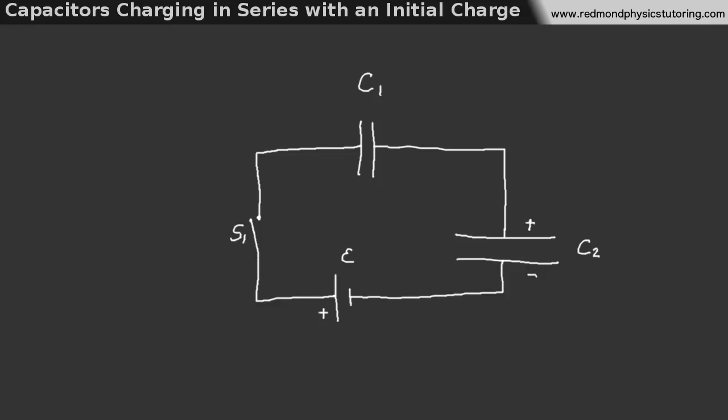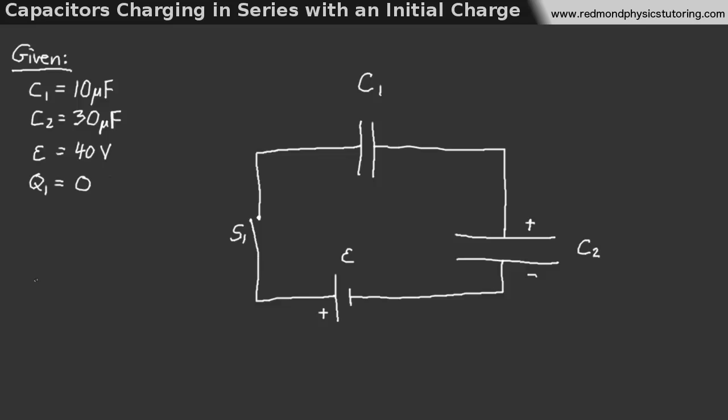So we start out with this circuit that has two capacitors, an EMF, and a switch. And we're given that C1, capacitor 1, has a capacitance of 10 microfarads, C2 has 30 microfarads, the EMF is 40 volts, and we're told that the first capacitor is initially uncharged. C2 has been initially charged to 10 volts.